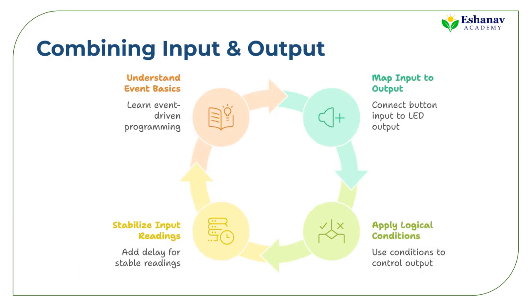A simple but powerful pattern is linking a button to an LED. When the button is pressed, turn the LED on. When released, turn it off. This reinforces event-driven programming in embedded systems. You'll notice small delays and debouncing considerations. These are critical in real-world projects to prevent false triggers. By combining input and output, you start seeing how sensors, actuators, and code interact seamlessly, laying the foundation for advanced IoT behaviors like smart switches, alarms, or user interfaces.